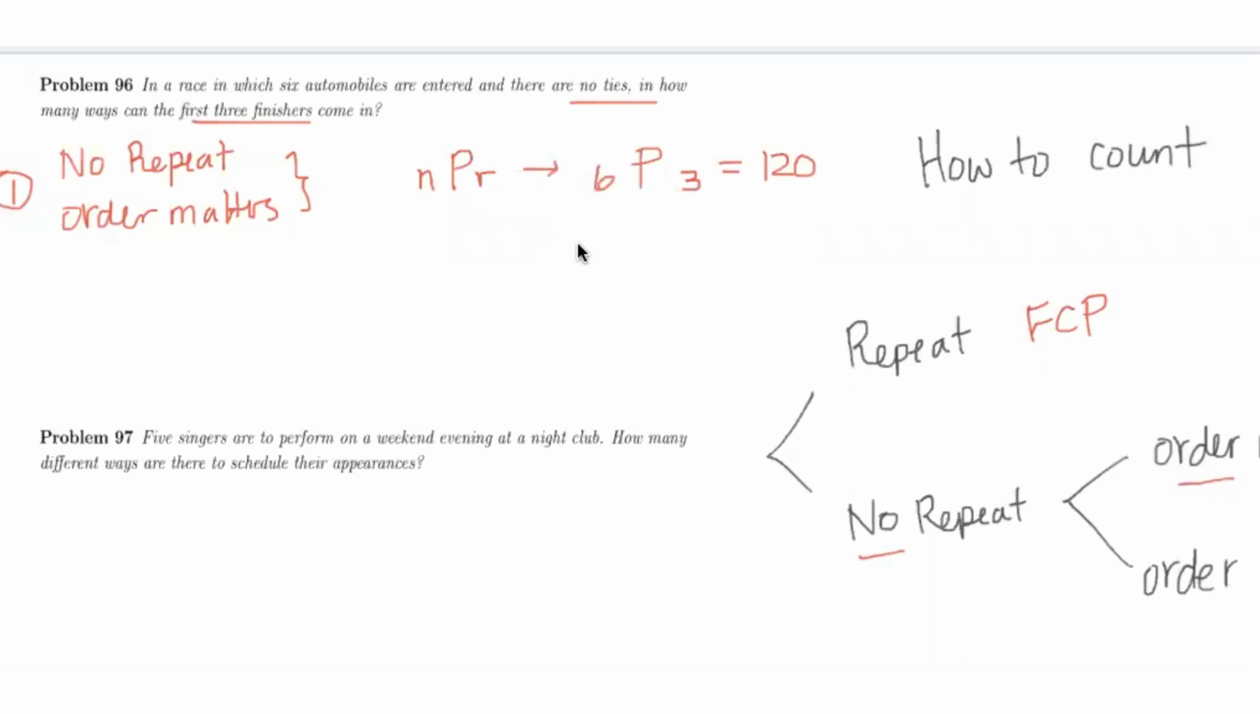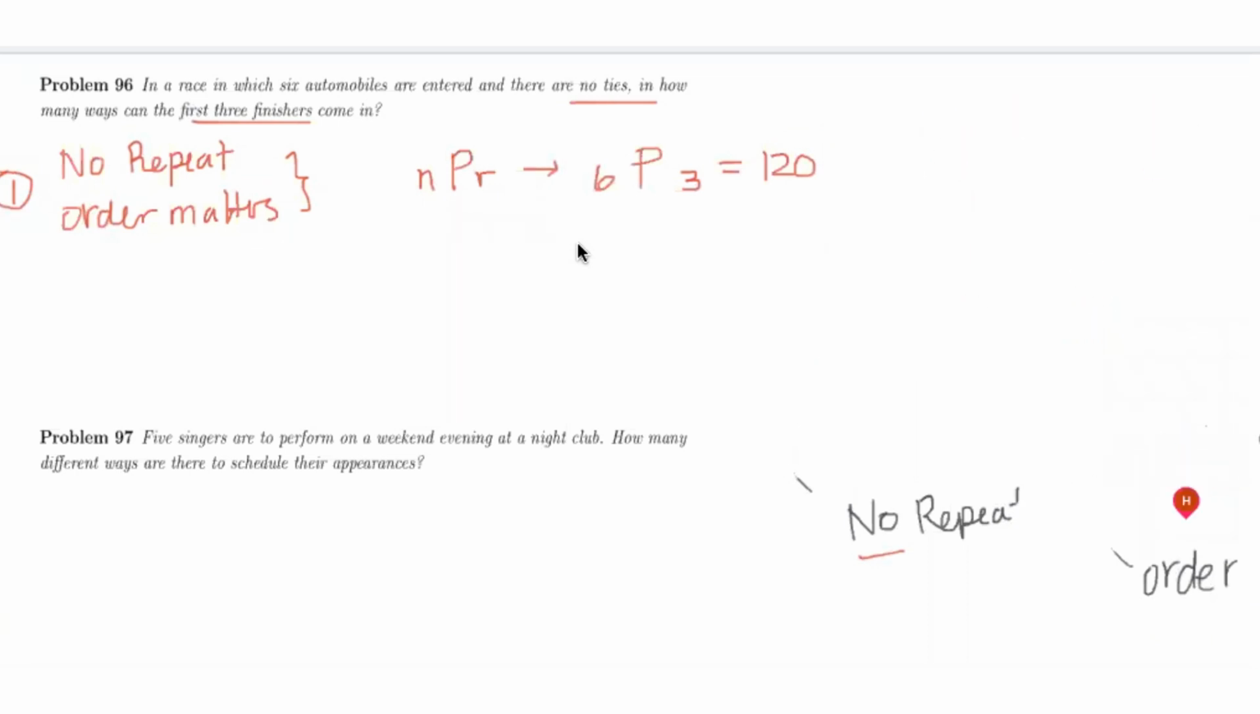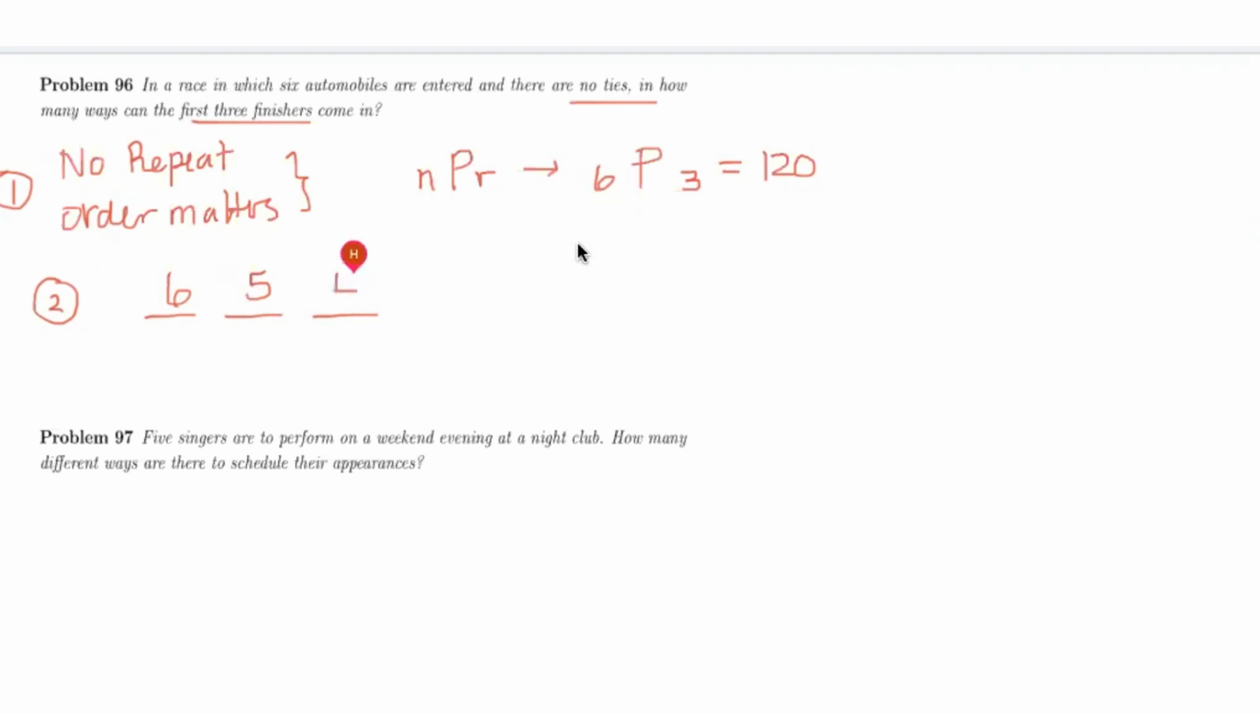Is there any other way to find it? Let's see. Number 2. I'll show you another way. With MPR, order matters, so you can put a bar. How many ways can you pick the first position? There are 6, so 1 car came in. How many ways can you pick the second position? There are only 5 cars left, so 2 cars in. How many ways can you pick the third position? 4. So you multiply this together, 6, 5, 4, and you still have 120.